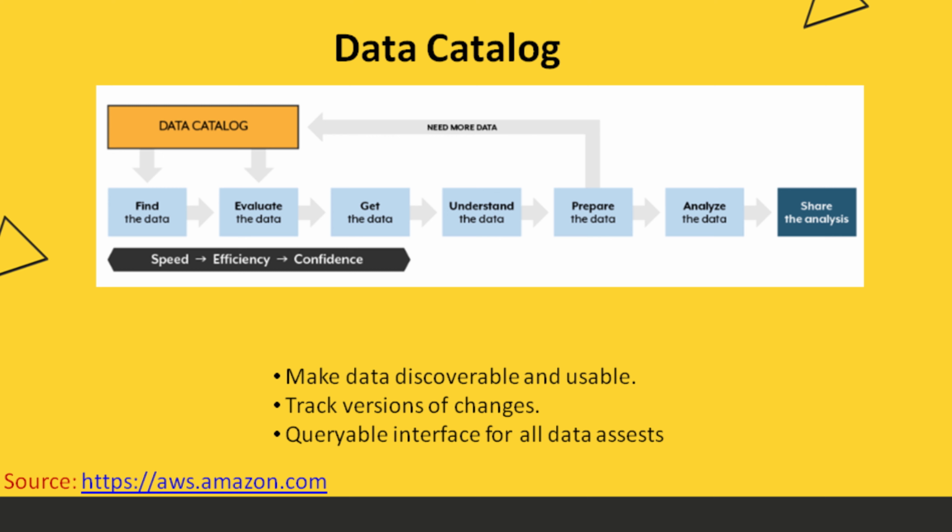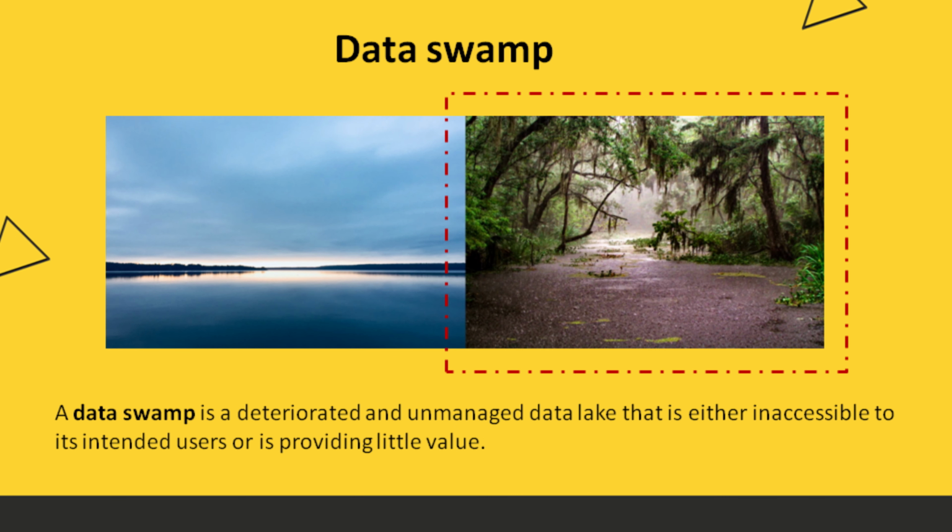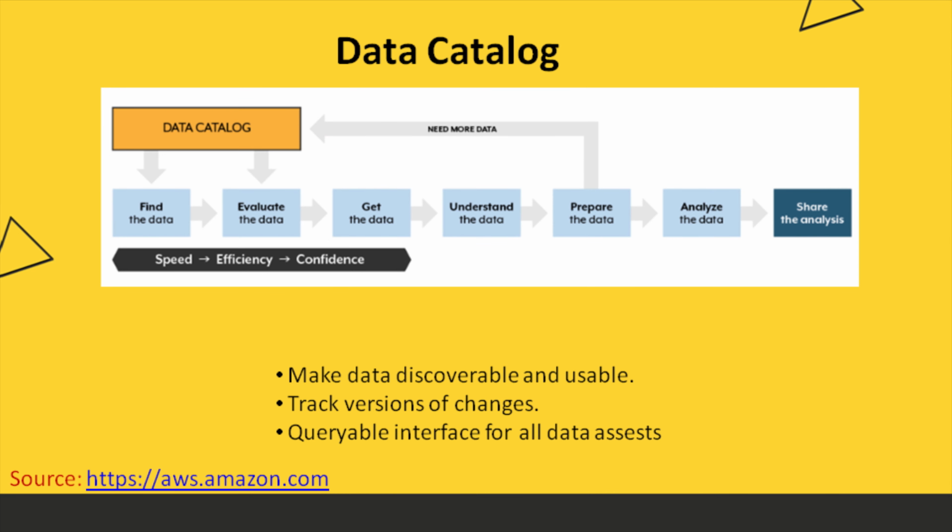Now, if you store just the raw data without any means of discovering and using it, the data lake becomes a data swamp. So what is a data swamp? A data swamp is a deteriorated and unmanaged data lake that is either inaccessible to its intended users or provides little value. And the data catalog provides a queryable interface for all assets stored in the data lake.